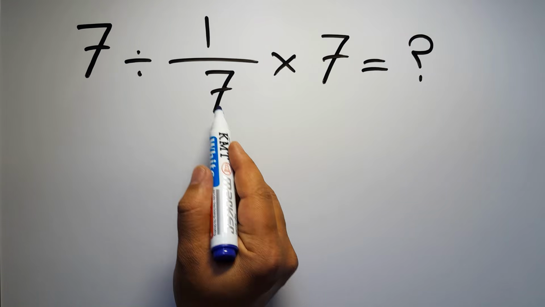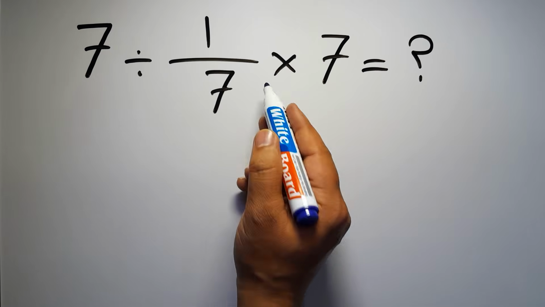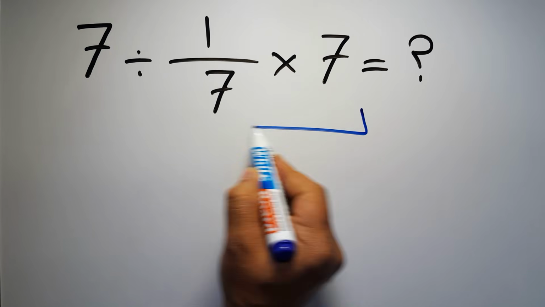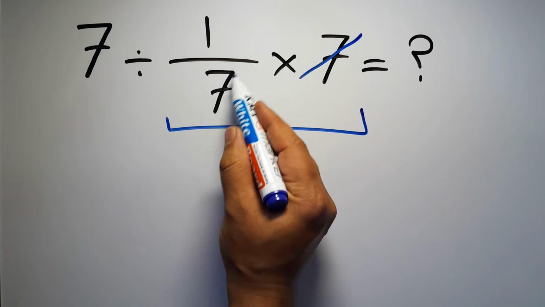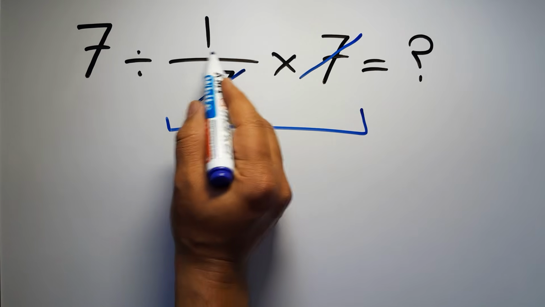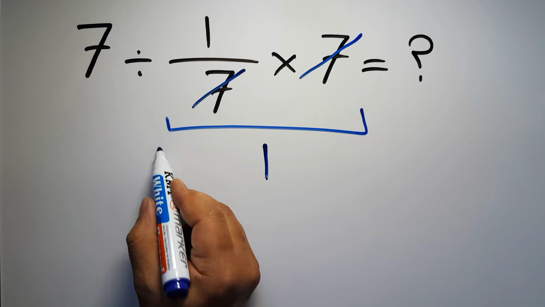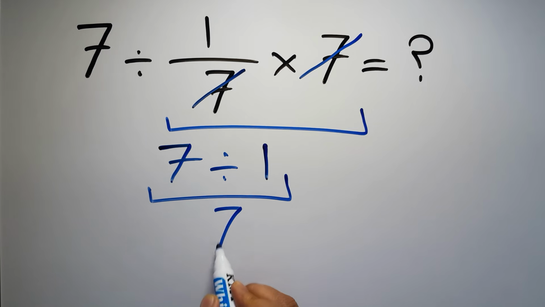7 divided by 1/7, then times 7. First we do this multiplication, 1/7 times 7. We can easily cancel this 7 and this 7. So here we have just 1. And 7 divided by 1 gives us 7.